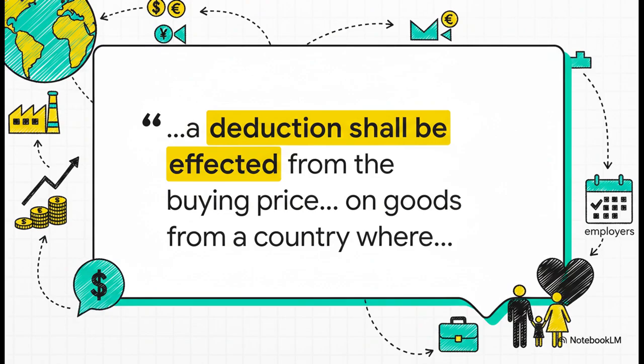What Belgium is doing here is creating a condition. They're saying, look, if a country's businesses aren't required to pay into a family allowance system like ours, then their products are going to face a special charge when they're sold to our government. It's a law that directly takes aim at the social policies of its trading partners.